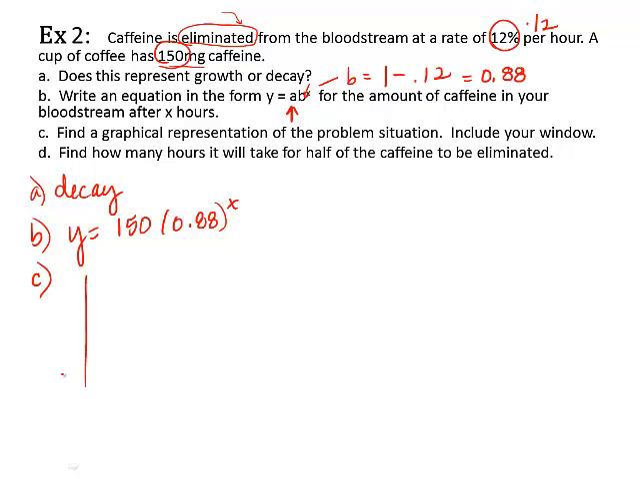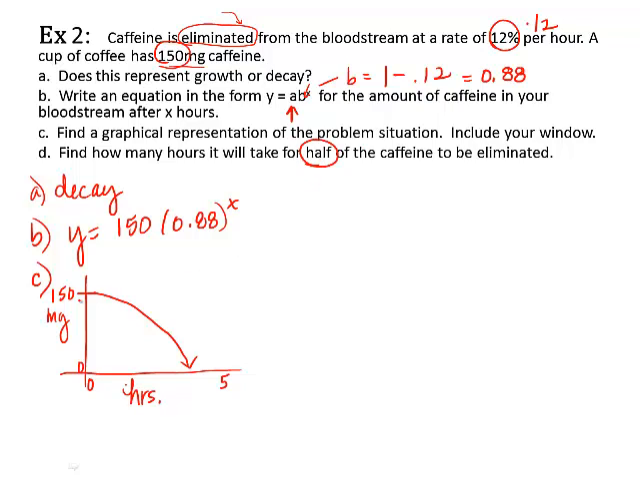C, I need a graph. Let's think about this. This is time in hours, and this is the amount of caffeine in milligrams, okay? So if I start at 150 milligrams, my curve is going to go down over time, right? Now let's think about how many hours this could take. Well, this could take 0 to, I don't know, 5 hours. Let's just see. Could take more. And 0 milligrams, 150. So the question is then, find out how many hours it will take for half of the caffeine to be eliminated.